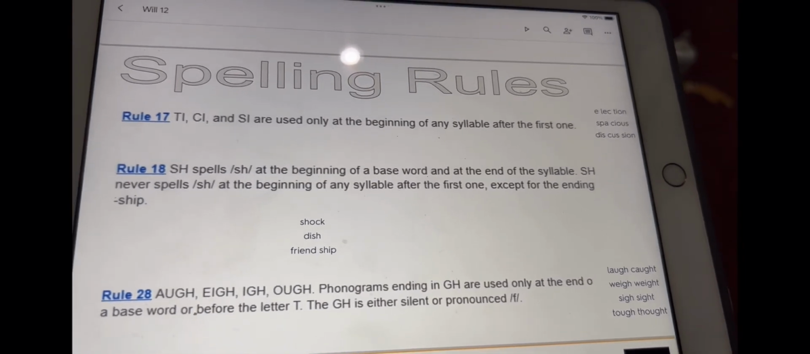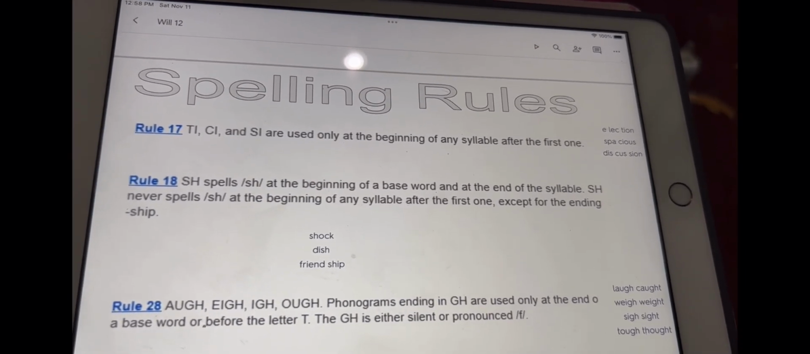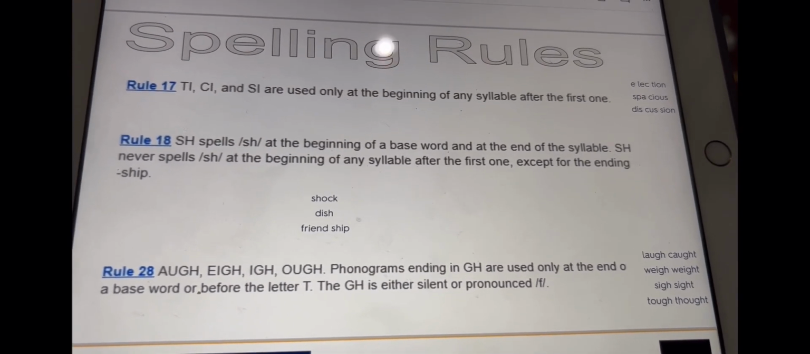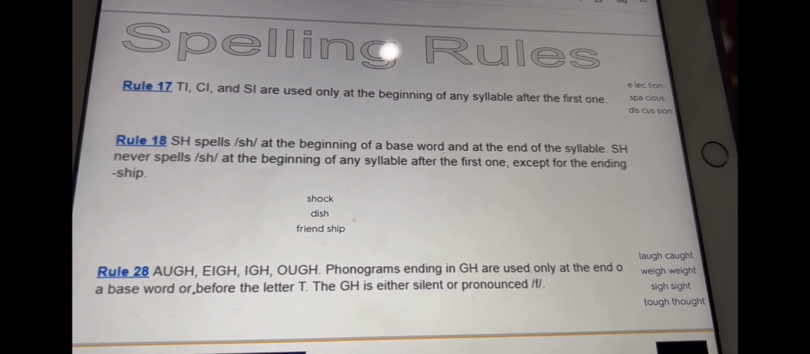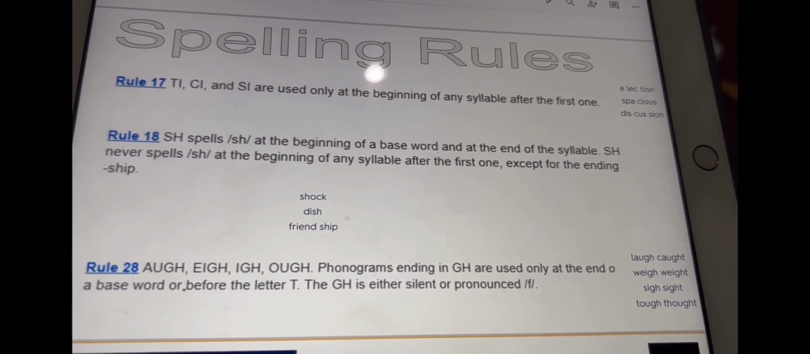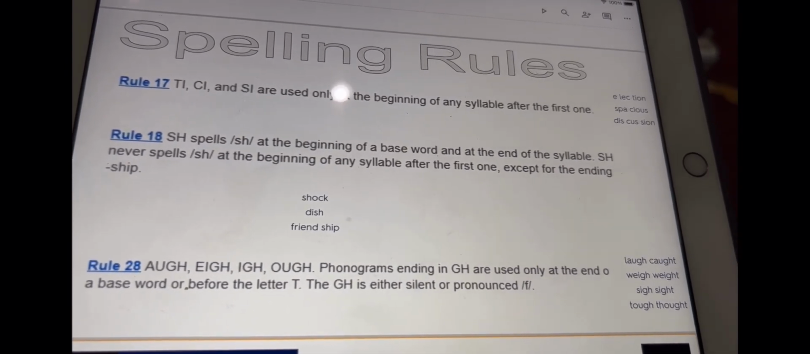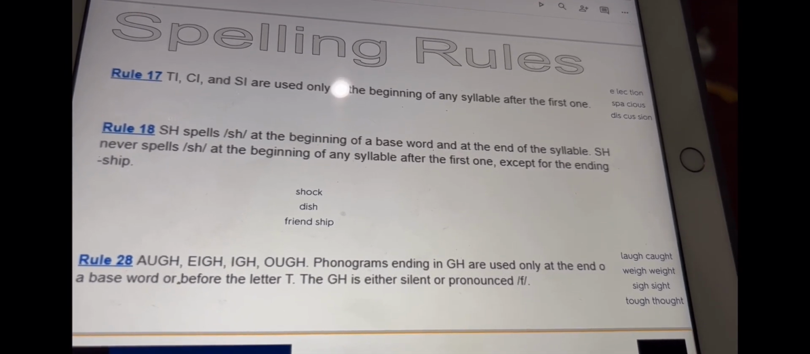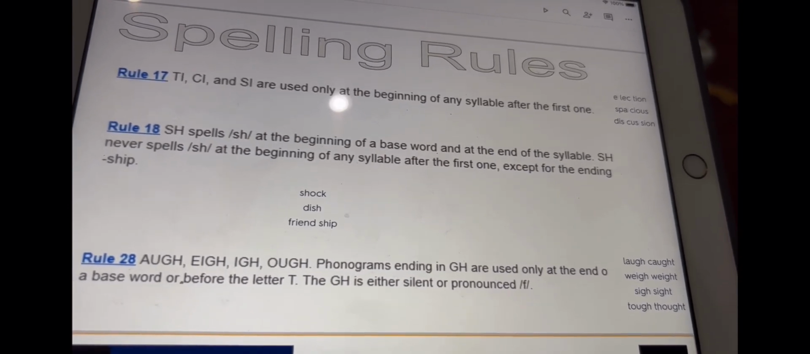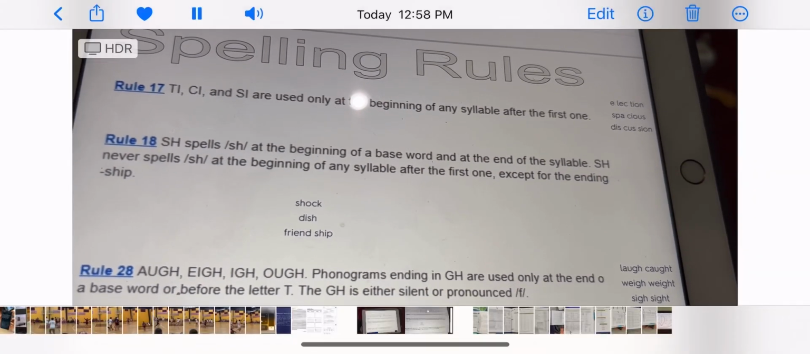Rule 28. AUGH, EIGH, IGH, OUGH are only used at the end of a base word or before the letter T. The GH is either silenced or pronounced. Examples: laugh, caught, weigh, wait, sigh, sight. Tough, thought.